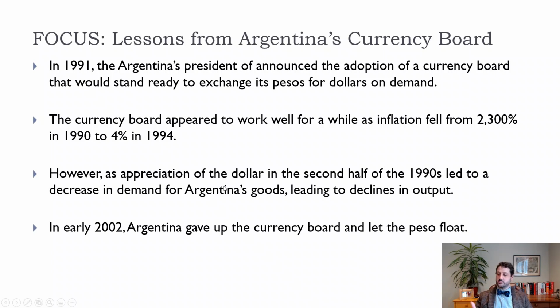But the problem is once you have that fixed exchange rate, right, now all of a sudden you have to worry about the value of the dollar as well as the peso. And what happened was appreciation of the dollar in the second half of the 1990s led to a decrease in demand for Argentina's goods because it was also an appreciation of the Argentinian peso. That was not what Argentina wanted or needed. And so in 2002, Argentina gave up on the currency board and let the peso float.